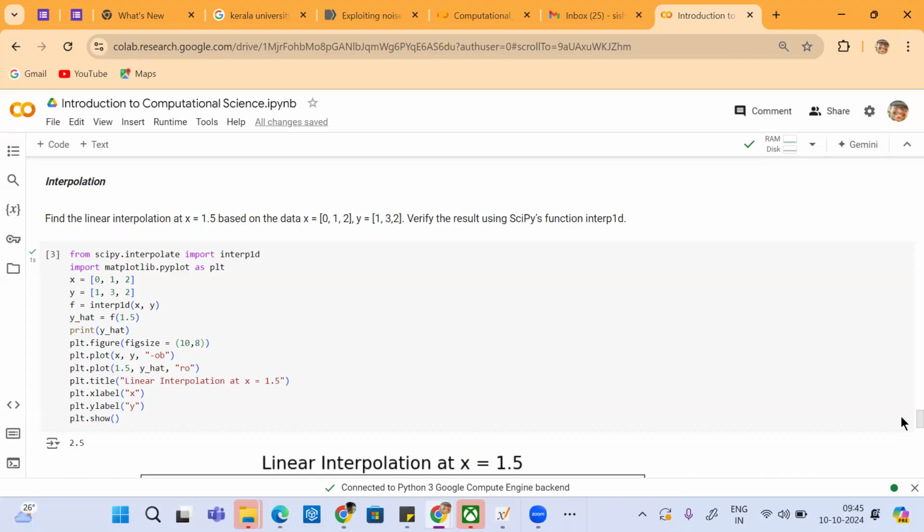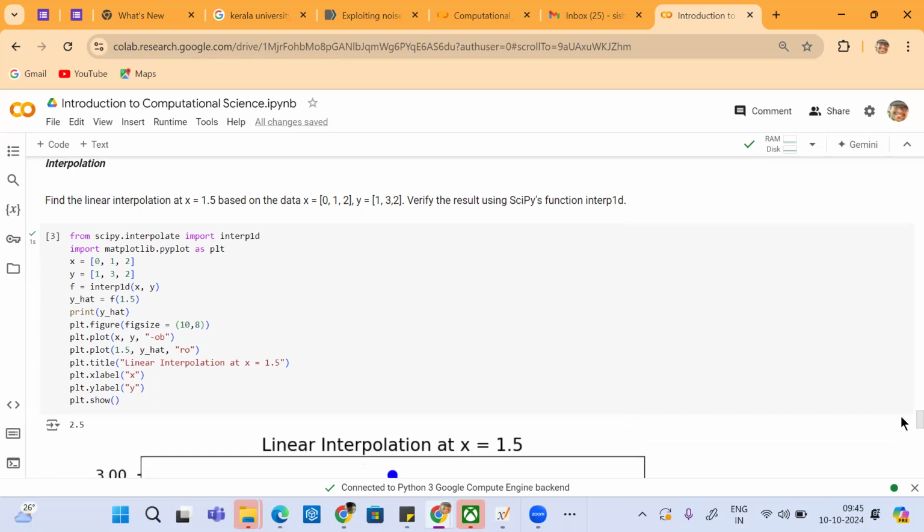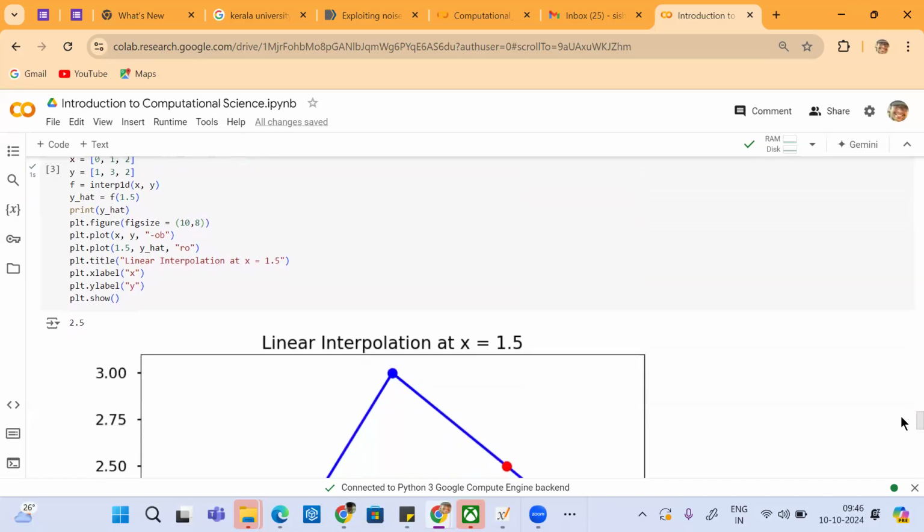Then f equals interp1d(x, y). So you don't have to do anything else. No writing of that formula. It's already there. You just pass into that function the x data and y data. Fine with you? Any issues?